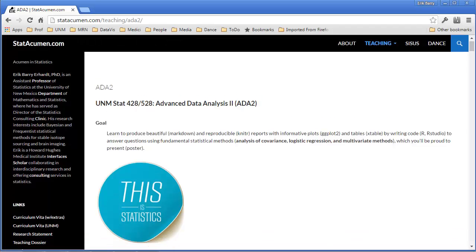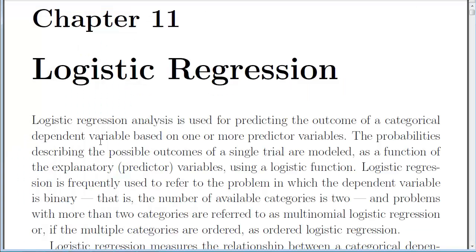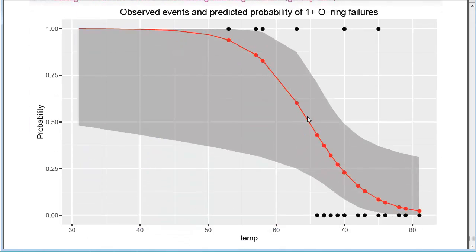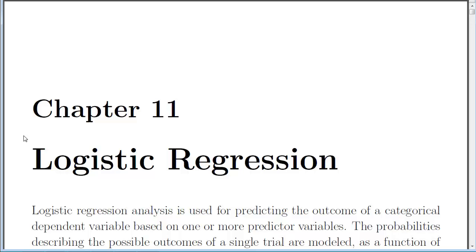In this video, we'll get started with Logistic Regression, Chapter 11, and the notes are there. So we saw logistic regression briefly last semester in ADA1 when we fit a binary response variable to a continuous X predictor variable to see if there was a relationship. And we got those sigmoidal curves. Just as a quick reminder, if I jump to the last page of this, we had this sort of S-shaped curve when we were modeling the probability of an event happening or not happening.